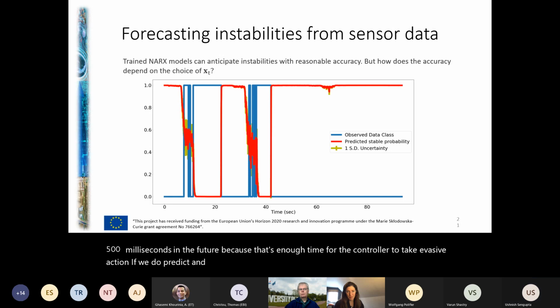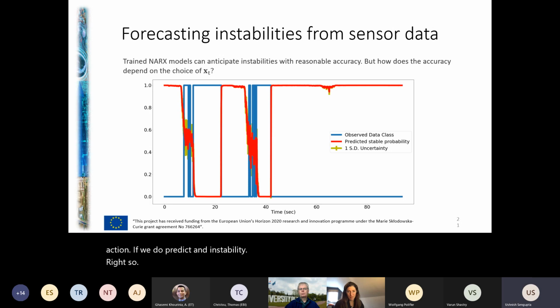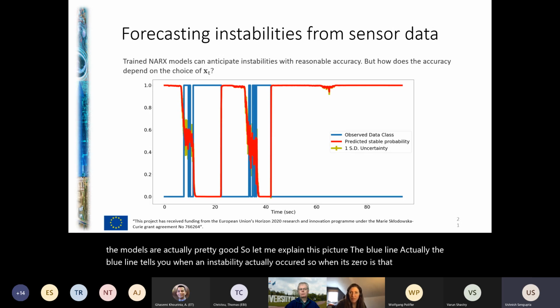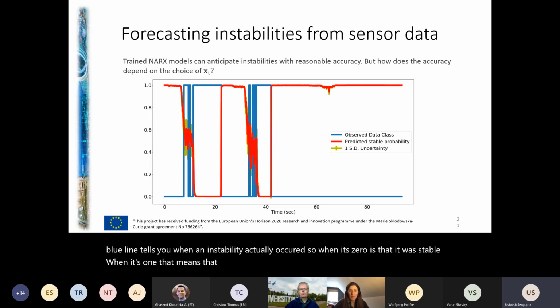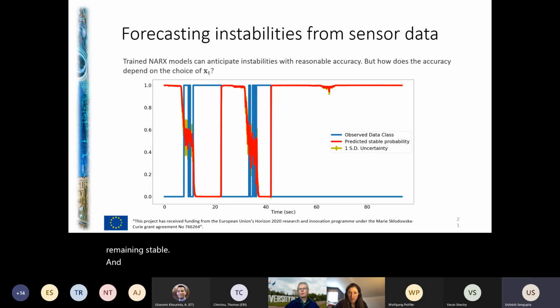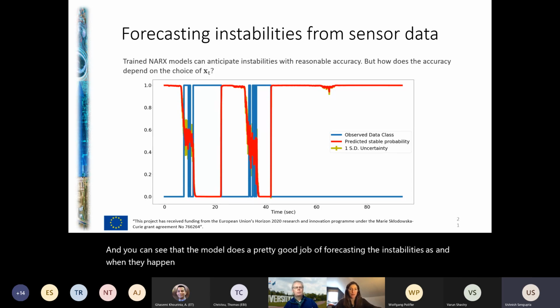Right. So we trained many models, we evaluated many models, and we see in general that the models are actually pretty good. Let me explain this picture. The blue line tells you when an instability actually occurred. When it's 0, it means that it was stable. When it's 1, that means that an instability occurred. The red line is our model, which is trying to predict the probability of the system remaining stable, using data from 500 milliseconds in the past. You can see that the model does a pretty good job of forecasting the instabilities as and when they happen. But of course, pretty good is not enough.